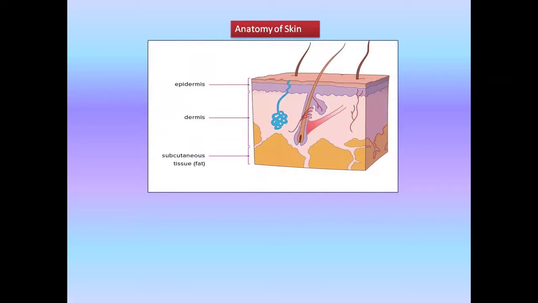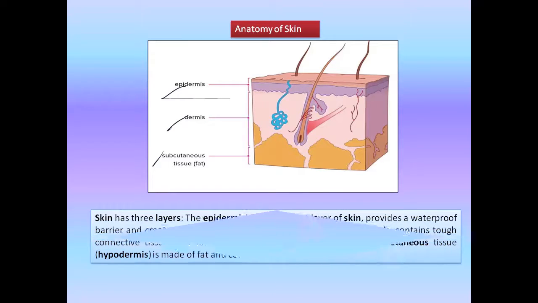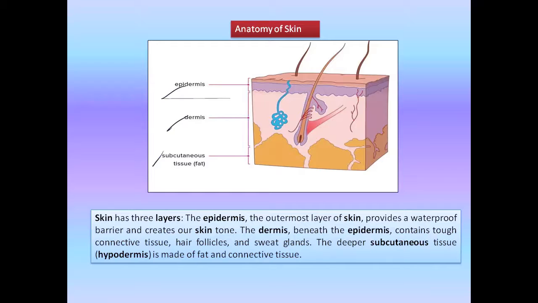Next, what is the anatomy of the skin? It has three layers. This is epidermis, dermis, and subcutaneous tissue, which is fatty in nature. So skin has three layers. The epidermis, that is the outermost layer of the skin. It provides a waterproof barrier and creates our skin tone. The dermis, beneath the epidermis, it contains tough connective tissues, that is hair follicles and sweat glands. And deeper subcutaneous tissue is made of fat and connective tissues.